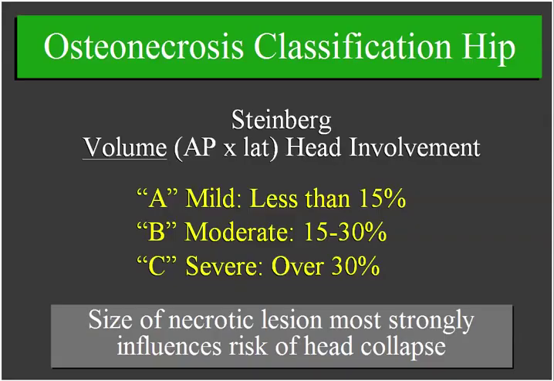If you look at the staging system using volume percents, what they'll do is they'll add the percent involvement on AP and lateral. So if you have 50% head involvement AP, and 50% head involvement on the lateral, 50% times 50% equals a quarter, or 25%, and that's why you have these lower levels. So A is less than 15 volume percent, B is 15 to 30 volume percent, and C is over 30, and that's pretty big head involvement. The size of the necrotic lesion most strongly influences the risk of head collapse. That's the board question. Okay.